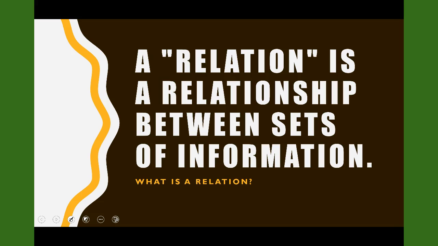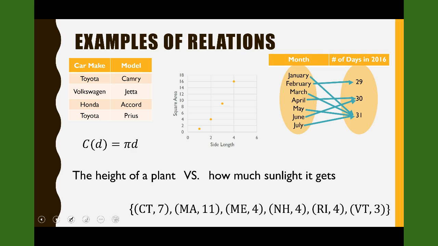So, in math, this is the relationship between inputs and outputs. Of course, if there's a relation between two things, they are connected, they are related. Okay, so think about it like that. And here are examples of relations expressed in multiple ways. So here we have a table where we are relating the car make with the model.